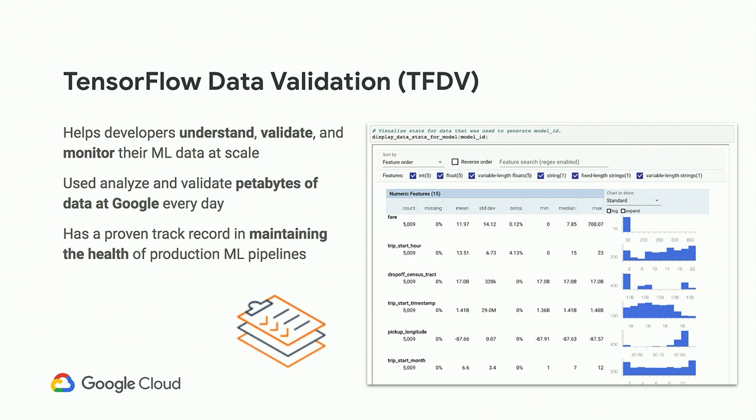One of them is TFDV, TensorFlow Data Validation. TFDV allows you to understand, validate, and monitor the training data at scale. At Google, we have been using this for our production systems for validating petabytes of data every day. So it's a proven product.